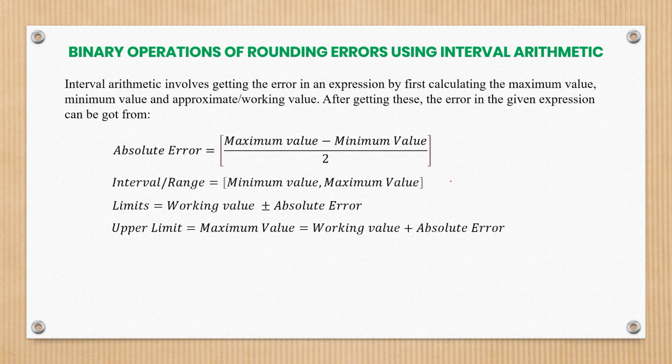Upper limit represents the maximum value, so that is working value plus the absolute error. The lower limit shall be the minimum value, of which that is working value minus absolute error.